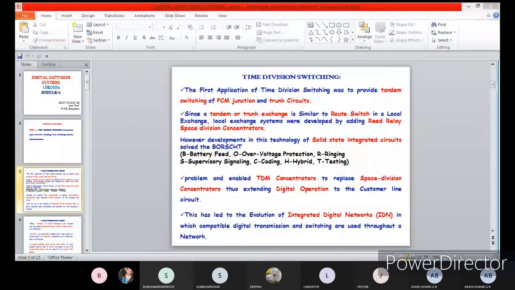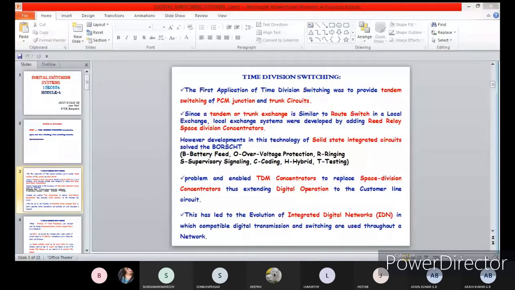And then in the previous class I also discussed time division switching. There is an introduction of time division switching. The first application of digital time division switching was provided for tandem switching of PCM, that is, pulse code modulation junctions. This time division switching was implemented for tandem switching of pulse code modulation junction and trunk circuits also. The Bell electronic switching systems introduced this kind of time division switching to their network, for tandem switching of pulse code modulation junctions.